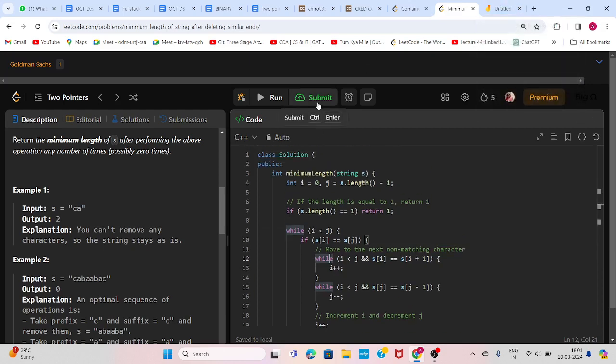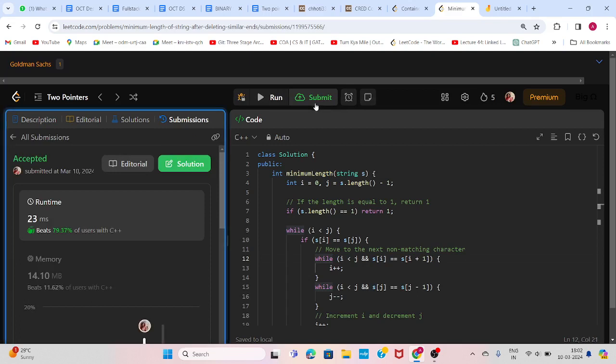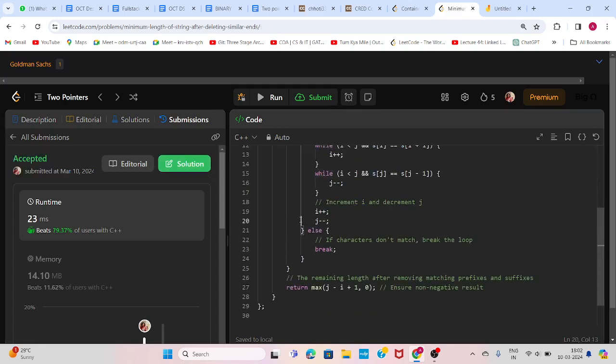Let's check if it is passing all our test cases or not. You can see that all test cases are passed and it is accepting our code. So it is one of the ways to solve the question. There are many ways, but this is the way to solve the question using two pointers.